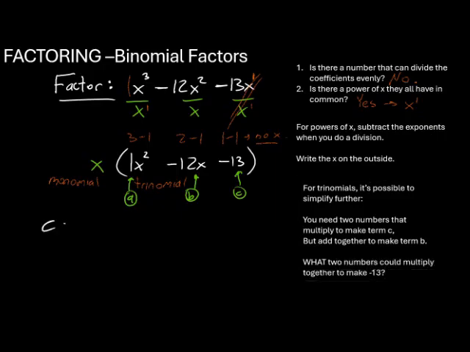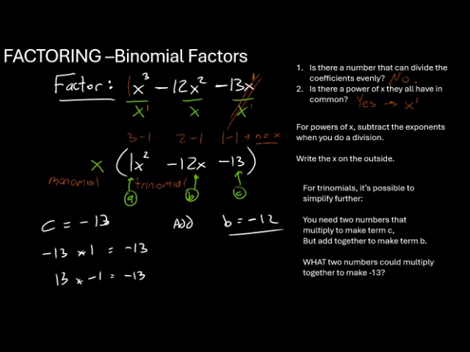Now, our C value is negative 13. There are two different ways we could make negative 13. We could say negative 13 times 1, or positive 13 times negative 1. Multiplying either of those would still give us negative 13. So we know that we're going to have to use one of those combinations. But now let's try adding them together and seeing if we get negative 12.